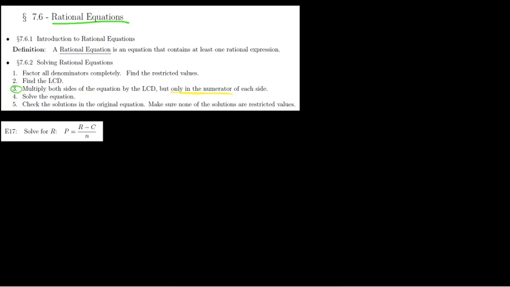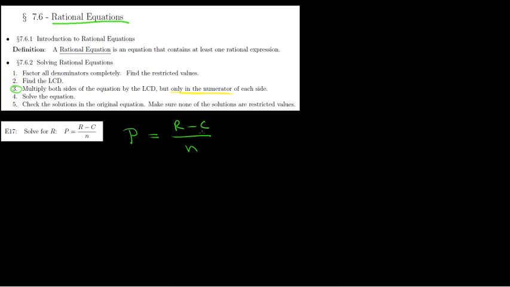Okay, last one, I promise. We want to solve this equation for r. We have p equals r minus c over n. And, well, let's just copy it down. So p equals r minus c over n, right? So what do we want? We want to solve for this variable here, this r here, right?